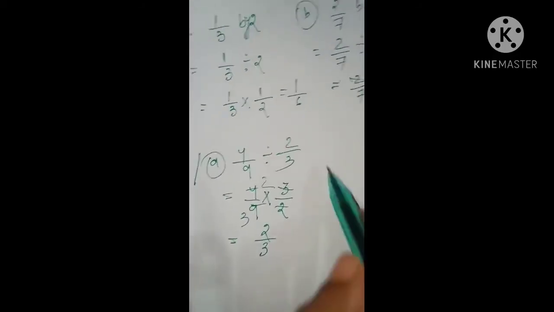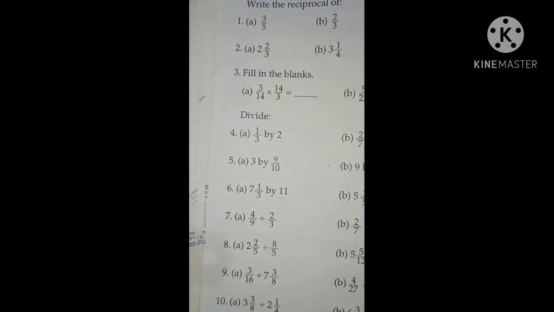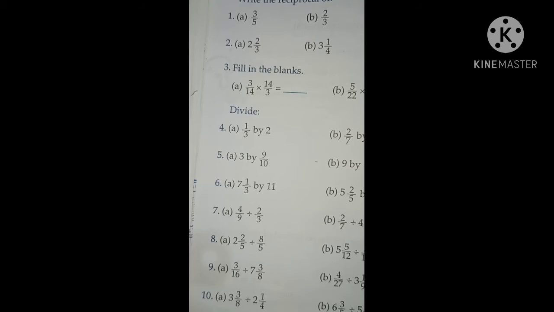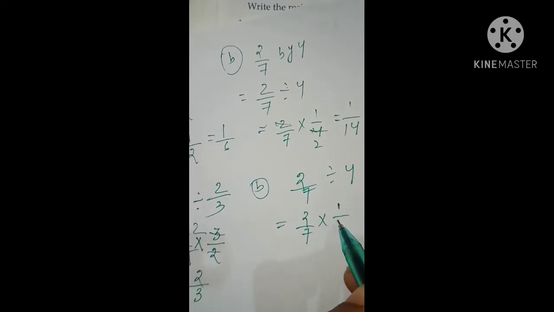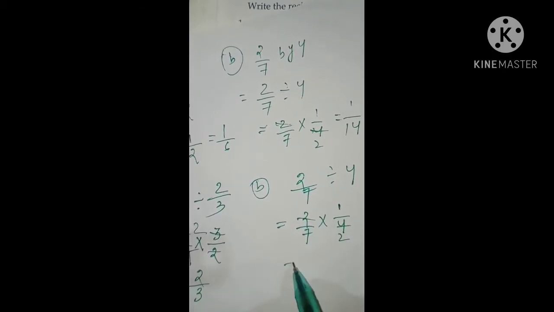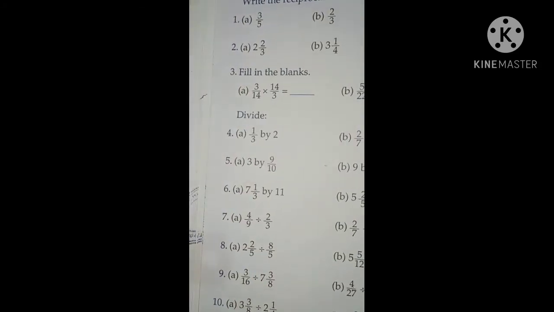Clear? Similarly, let me do 7 number B, that is 2 by 7 divided by 4. 2 by 7 multiplied by 1 by 4. So 2 twos are 4. So 1 by 14 is the answer. I hope you can solve 7 number also.